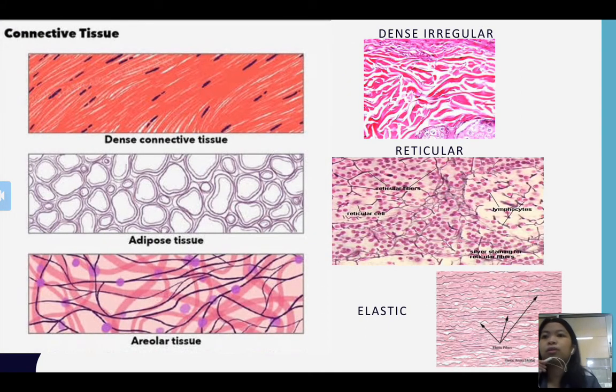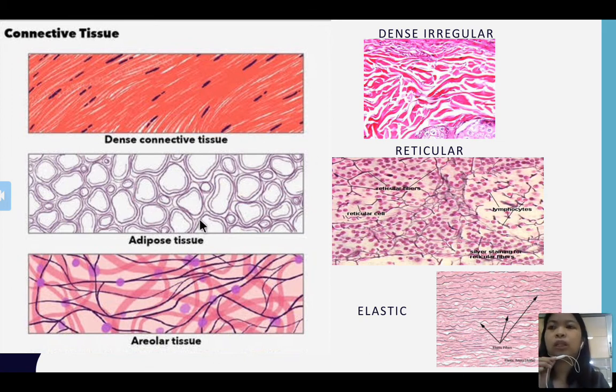Ayan. So here in the dense connective tissue, so kung makikita nyo, ito yung dense regular. So it is in parallel. Ayan, the fibers are in parallel position. While dense irregular, ayan kung makikita nyo, yung fibers ay mayroong mga spaces in order for the blood to flow easily. And then we have here adipose tissue.